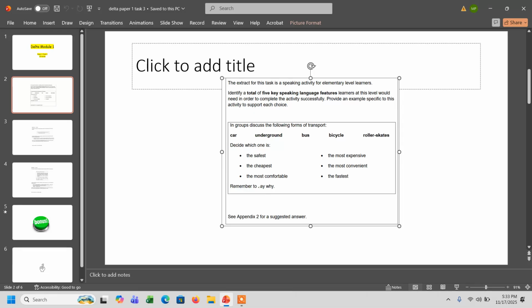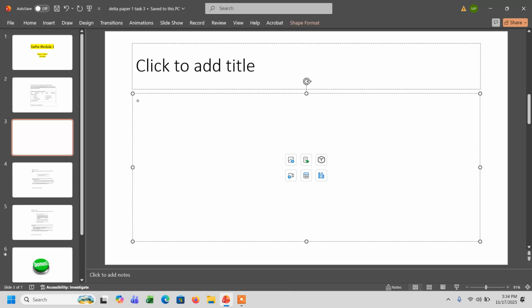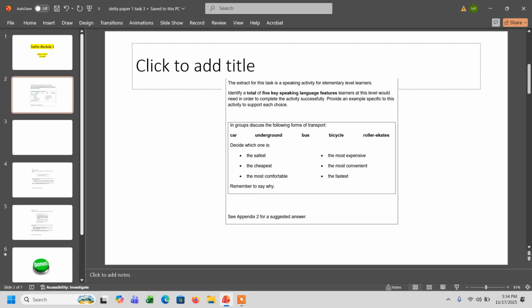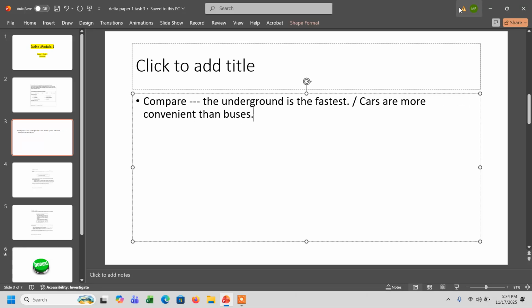So I want you to pause the video and think of some possible answers. I will also write it down here: car, underground, bus, bicycle, roller skates. So they have to compare. This is the first feature. For example, the underground is the fastest, or maybe cars are more convenient than buses. So learners need to know how to compare things.